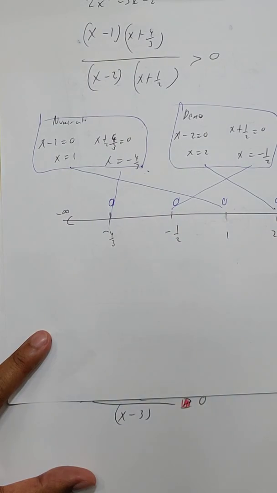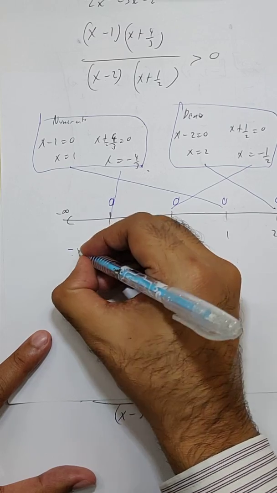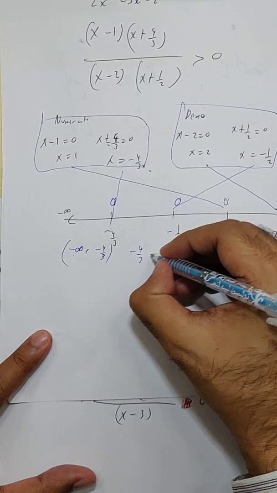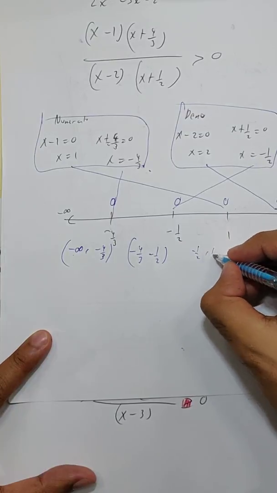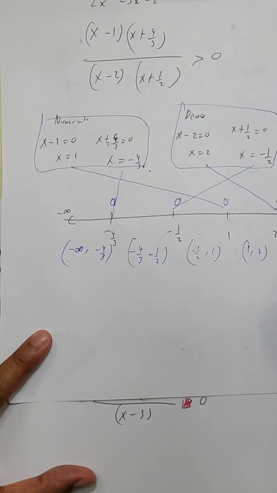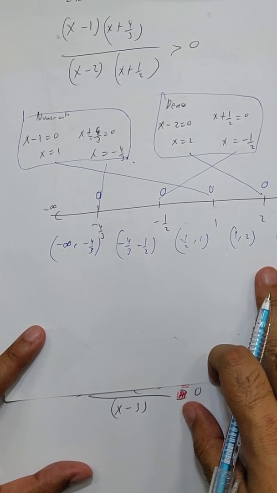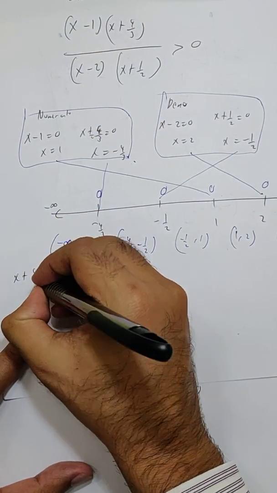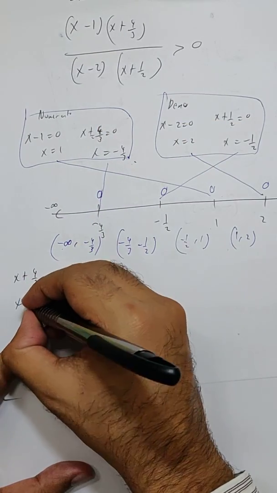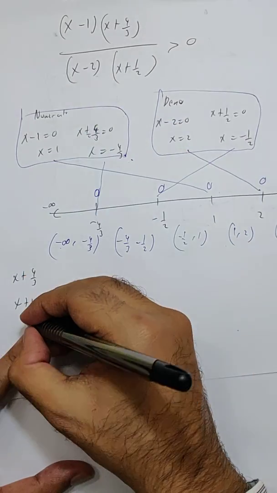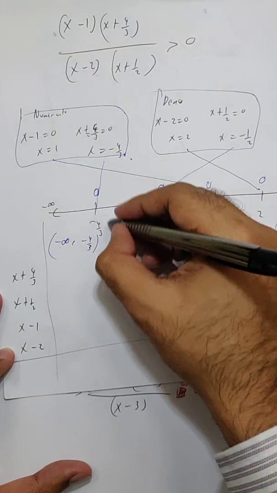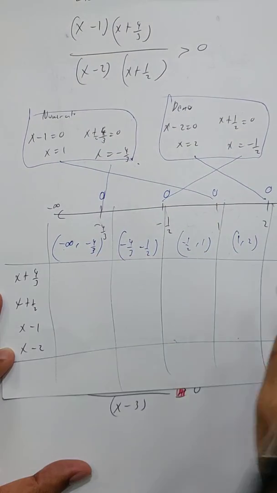So once here, we got ourselves negative infinity, negative 4/3, negative 4/3, negative 1/2, negative 1/2, 1, 1, 2, to infinity. Until here, guys, okay? So now we put in the numbers back. Complete the table first. X plus 4/3. This one here, x plus 1/2. This one here, x minus 1. This one here, x minus 2. Until here, are you guys okay?